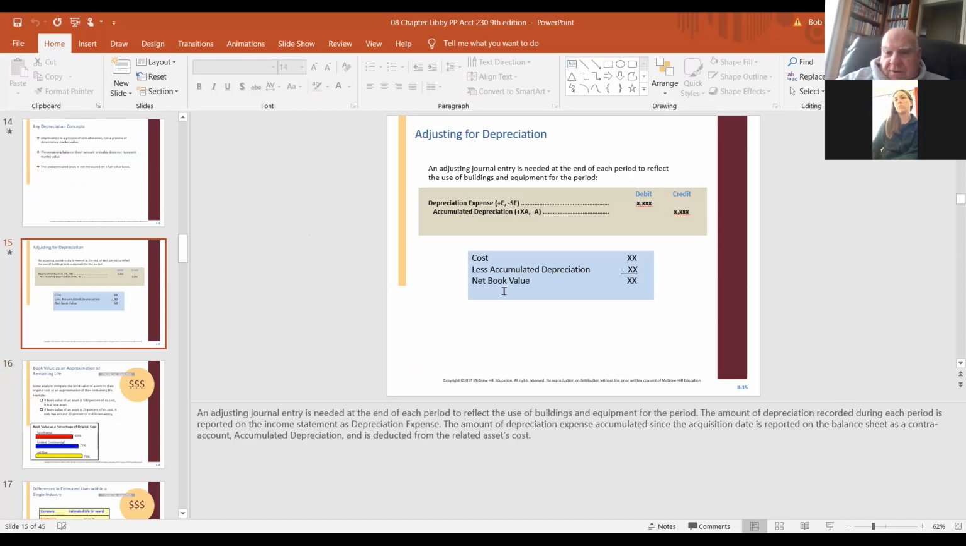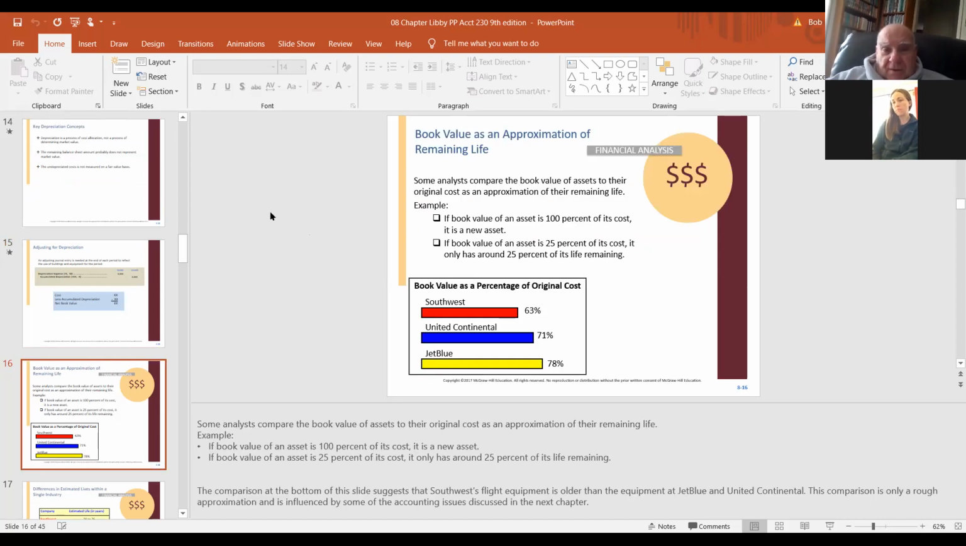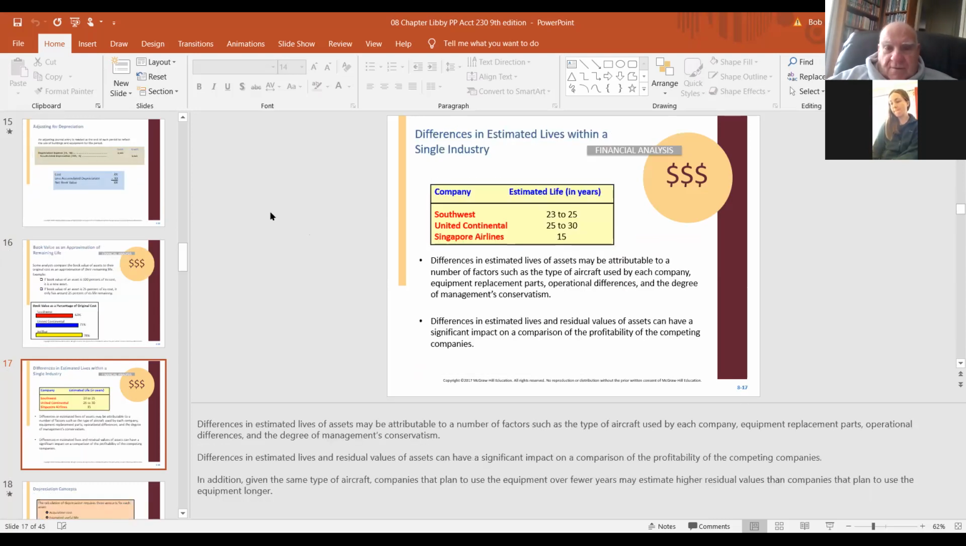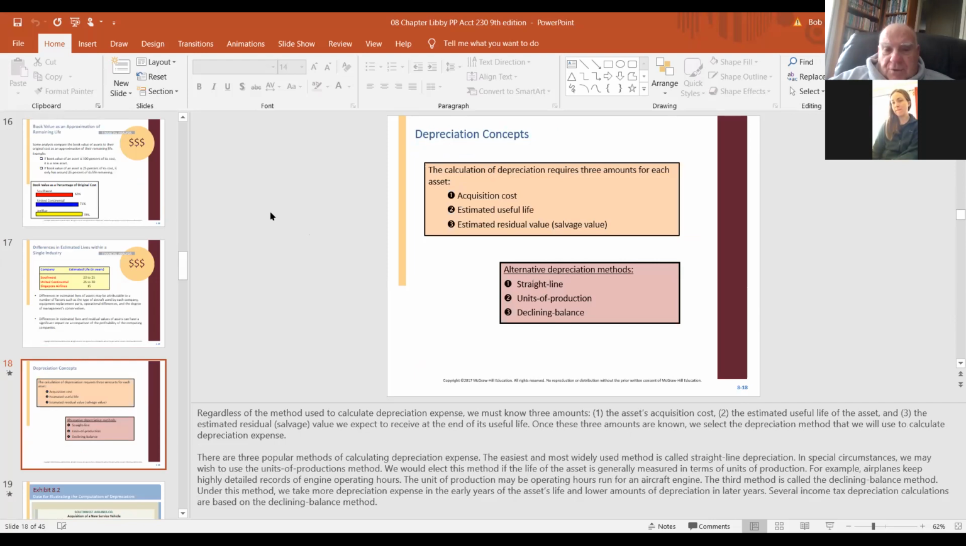Book value, net book value, just like you have net receivables. Book value is an approximation of the remaining life. Well, yes, we know that. Okay, now they're talking about the different methods of calculating depreciation. We need to know three things, right?